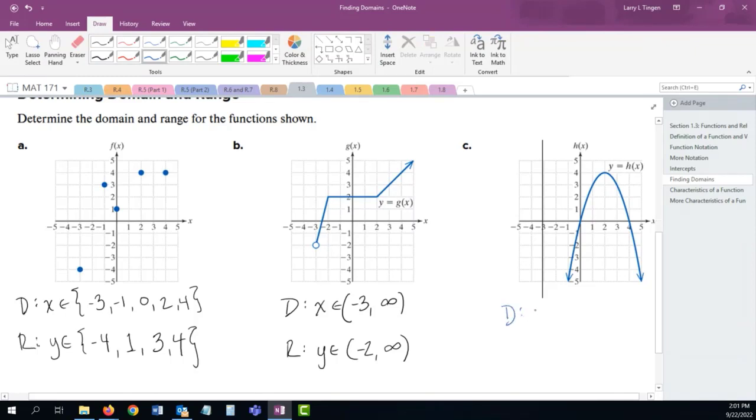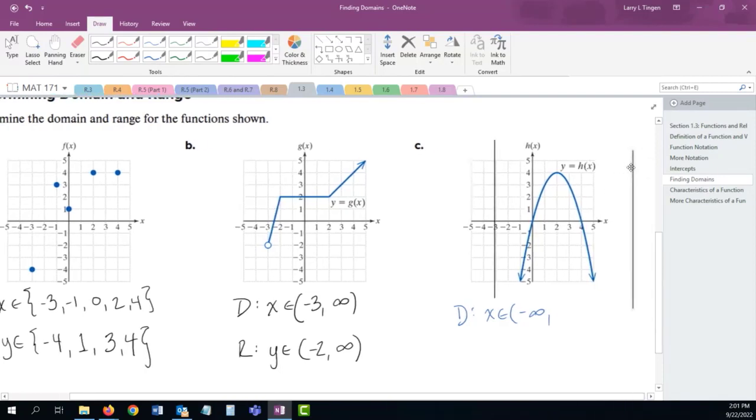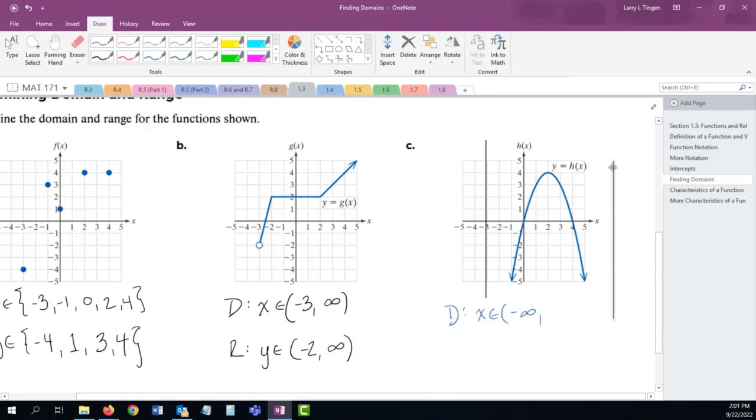So that means my domain starts out at negative infinity, and then as I move to the right with my line, I keep hitting, and then I get that arrow, and the arrow's pointing down, so I'm dropping as I go. But I'm moving to the right at the same time. So there's no limit on how large it can be. So the domain here is all real numbers.